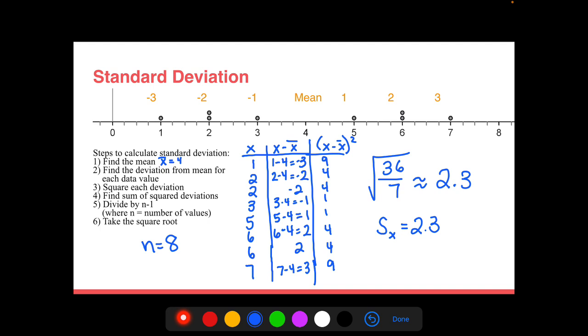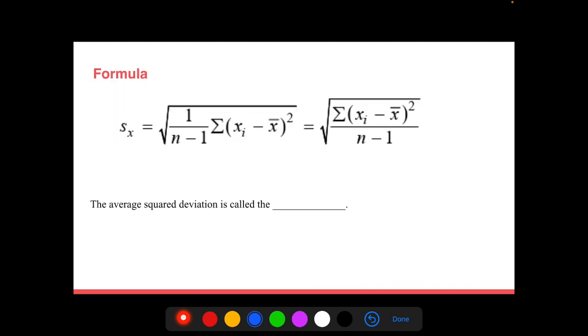All right, let's go to the next slide. Okay, so here's our formula. It's exactly what we did. 1 over n minus 1. Well, instead of doing that, we could put n minus 1 down here. n is our number of data values. x sub i is our observations. x bar is our mean. Okay, so we have to do all of this stuff for standard deviation.